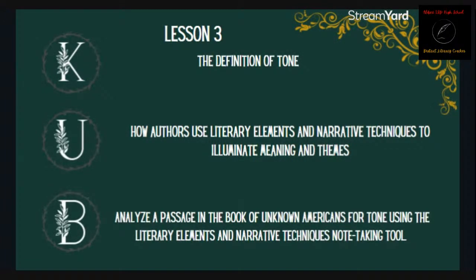So that concludes lesson 3, which brings us to our cub, which I based on activity 4. We have students will know the definition of tone. They'll understand how authors use literary elements and narrative techniques, such as tone, to illuminate meaning and themes. And they'll be able to analyze a passage in the Book of Unknown Americans for tone using the literary elements and narrative techniques note taking tool.